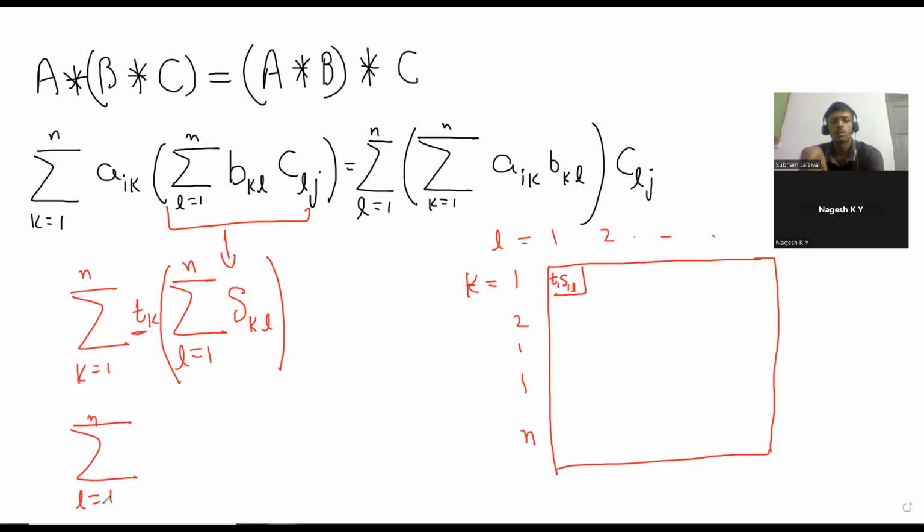And when you fix a column, and then you add along the rows. So then you let the rows go from 1 to n, and when you go to the kth row, you have to take tk times your kth row and lth column, then you have to take this. So is this okay? These two things are equal, right?